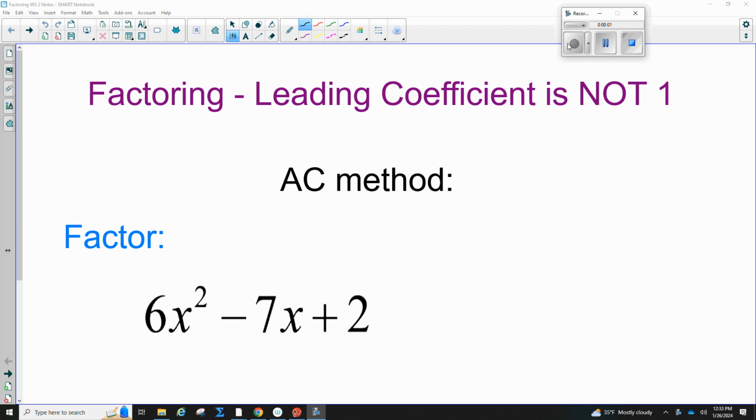So we have pretty much done all of the easy factoring, okay? So when you just have like x squared plus whatever x plus a number, okay? That was the easy factoring. Same with difference of squares. That's pretty easy factoring, okay? This is the hard factoring, all right?